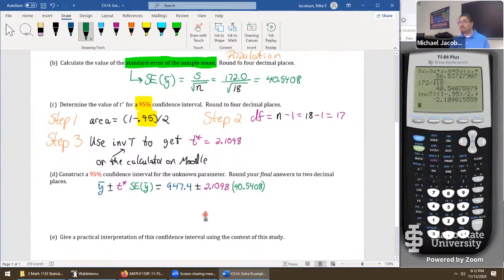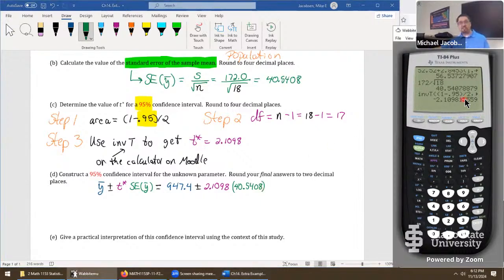And again, if you're doing this as, say, a quiz problem or a problem on the final exam, putting this down on paper is massive partial credit. So that way, anything that goes wrong with your calculator isn't going to be such a big deal, really. But we still have to calculate it, so let's put in 947.4, starting with a minus for the lower bound, 2.1098, and multiply that by 40.5408. So my lower bound on this one, and this is in milligrams for calcium intake, would be 861.88.